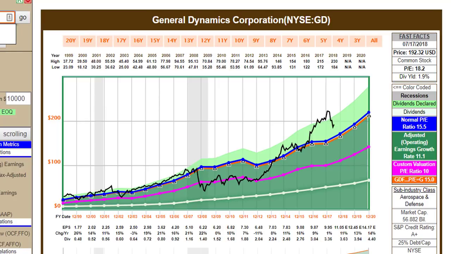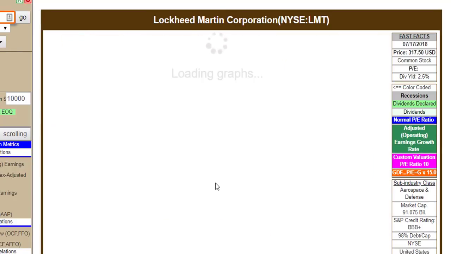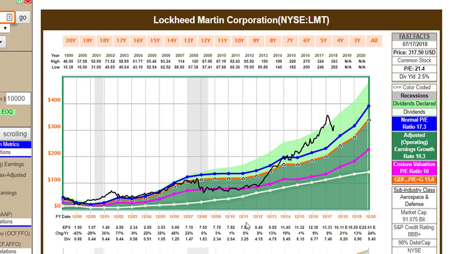Now, when I go to Lockheed Martin and keep everything the same on this graph, you're going to see almost the identical graph as we saw with General Dynamics. You see high valuations, you see this roughly 10 PE ratio existing for three or four years coming out of the Great Recession. And then we see this acceleration in growth, acceleration in optimism, and the price got real high. But the bottom line is, I would still consider both of these stocks overvalued at this point.